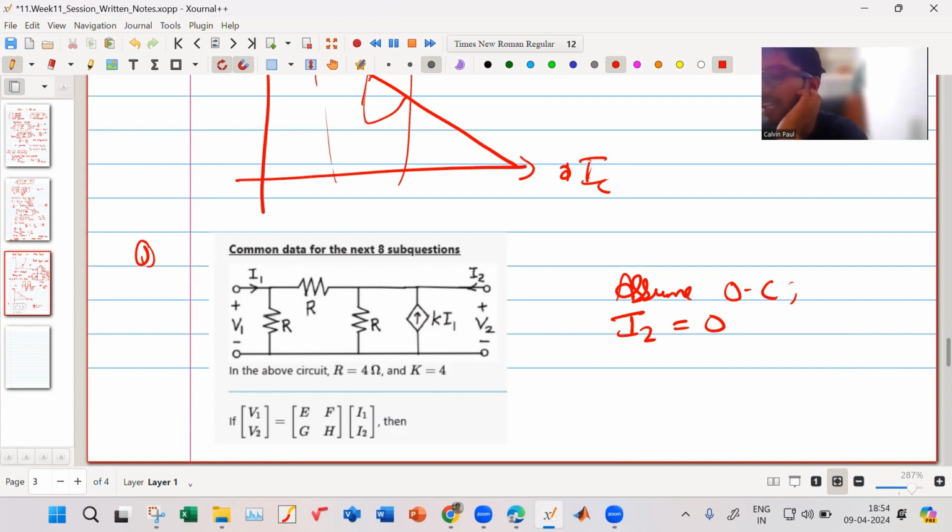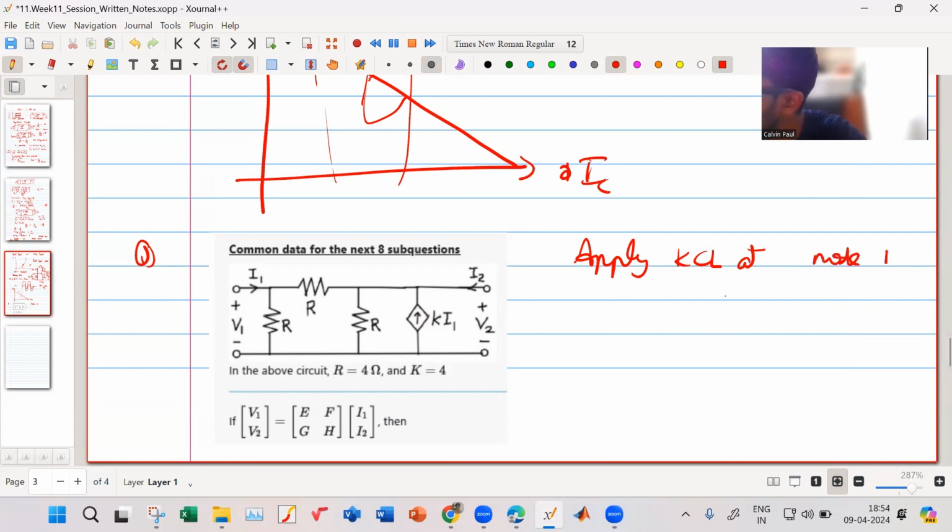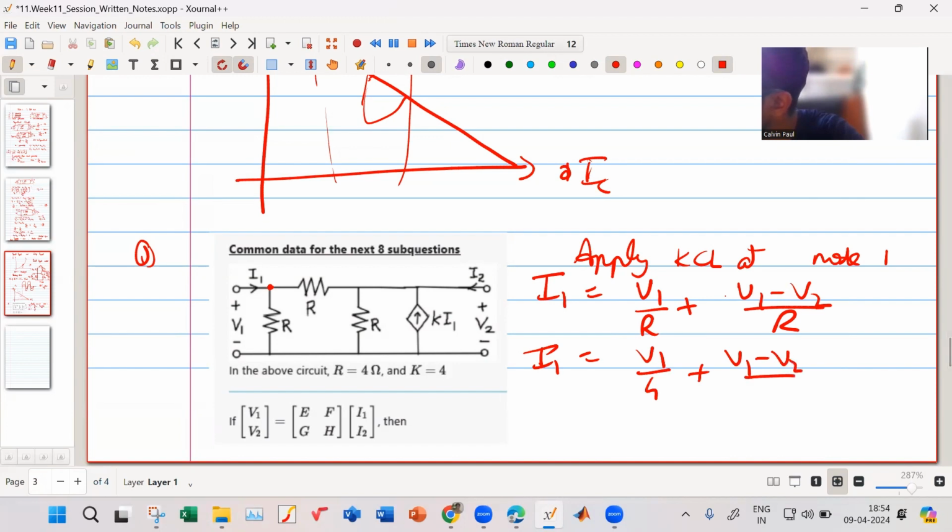I say not to take open circuit. What I'll say is you consider both I1 and I2 not 0. You apply KCL at node 1. This is your node 1. So what you get is I1 equals V1 upon R plus V1 minus V2 upon R, right? So your I1 is V1 upon 4 plus V1 minus V2 upon 4, which equals 2V1 minus V2 upon 4.